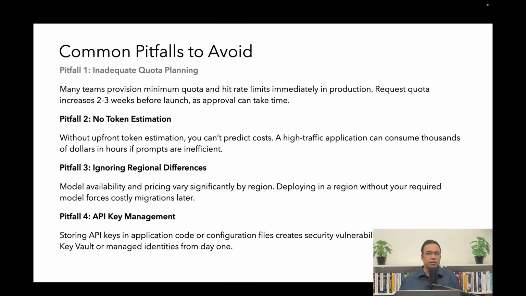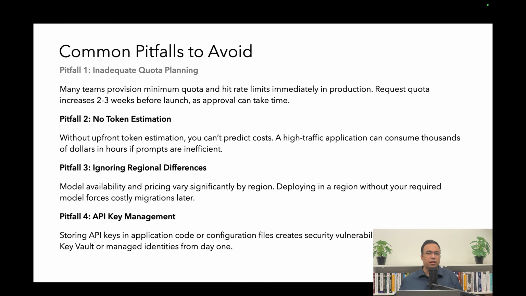Pitfall 3 is ignoring regional differences. Model availability and pricing vary significantly by region. If you deploy in a region that does not support the models you need, you'll be forced to migrate to a different region later. This migration requires reprovisioning resources, updating application configurations, and potentially accepting downtime. It's much easier to choose the right region initially by checking the model availability first.